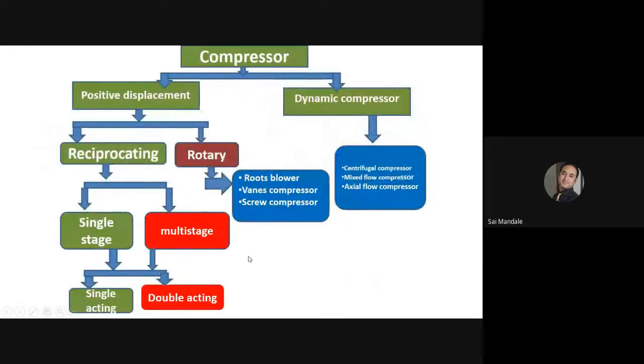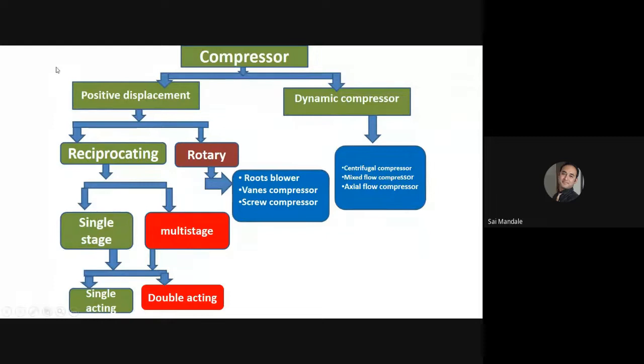So let us look at the classification of the compressor. The compressors are positive displacement and dynamic. Reciprocating: single acting, double acting, or multi-stage, or single stage, single acting, double acting. In case of rotary, there are the roots blower, vane and screw types. In case of the dynamic, we have centrifugal, mixed and axial flow types of compressor.